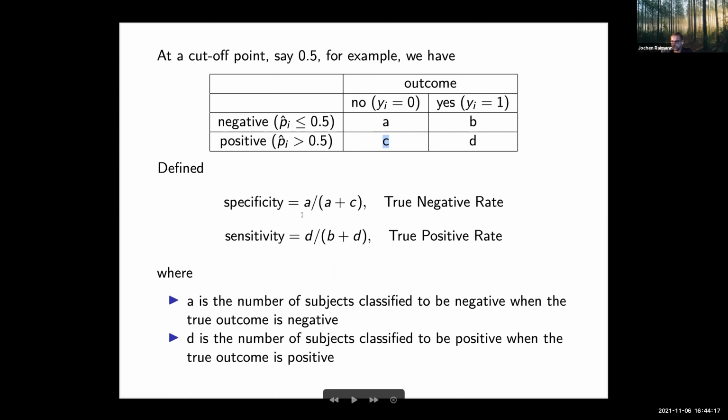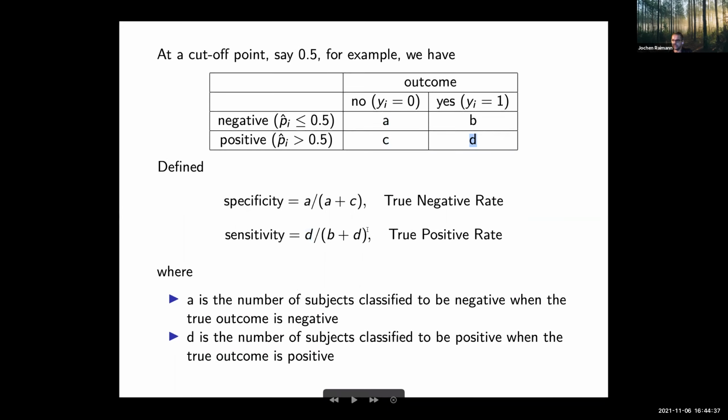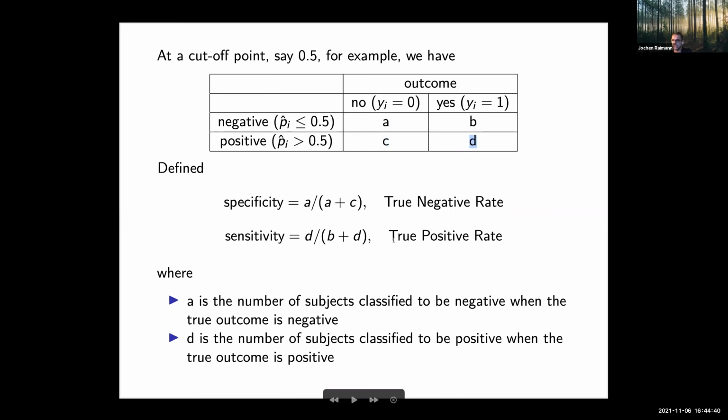So we know that the specificity, the true negative rate, is calculated as the true negatives divided by the true negatives and the false positives. So this is A divided by A plus C. Whereas the sensitivity, the true positive rate, is calculated as the true positives divided by the true positives and the false negatives. So A is the number of subjects classified to be negative when the true outcome is negative, true negatives. D is the number of subjects classified to be positive when the true outcome is positive, true positives.